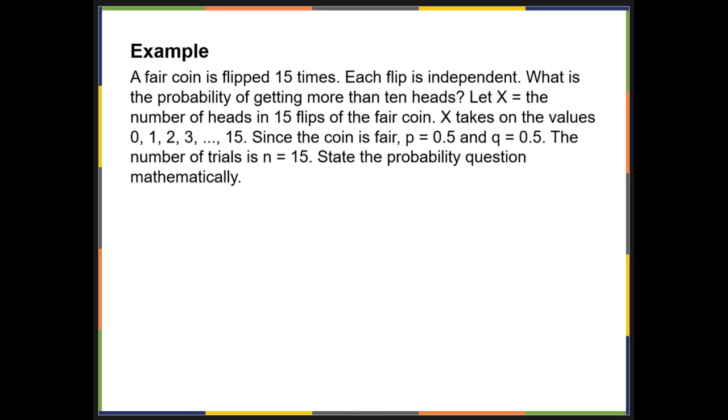A fair coin is flipped 15 times. Each flip is independent. What's the probability of getting more than 10 heads? Let x equal the number of heads in 15 flips of a fair coin. x takes on the values 0 through 15. Since the coin is fair, the probability of success is 0.5 and failure is also 0.5. The number of trials is n equals 15, so state the probability question mathematically. We would state the probability that x is greater than 10.